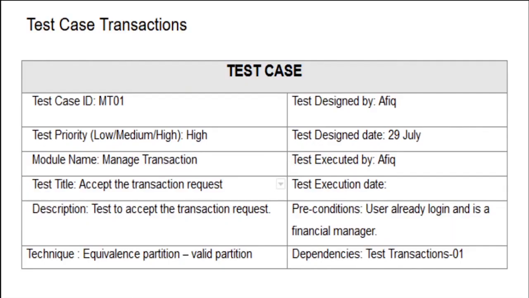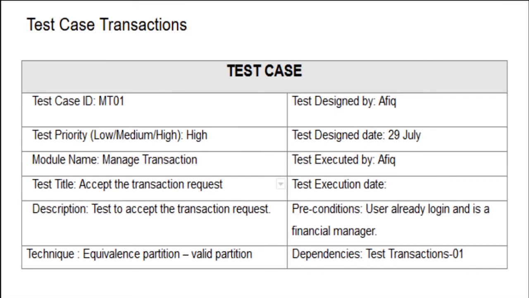The next one is the test case. This is the test case for transaction. Test case ID MT01, designed by AFIQ. Priority is high, because it cooperates with the bank and involves money, so it's too risky.